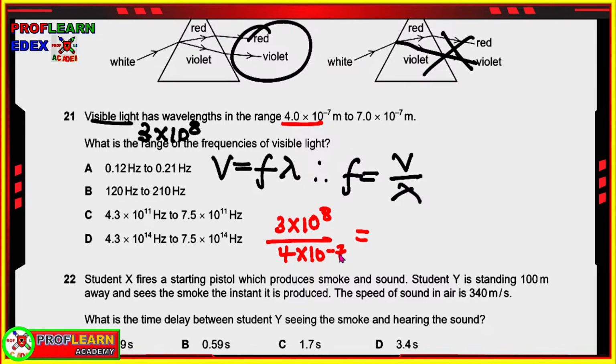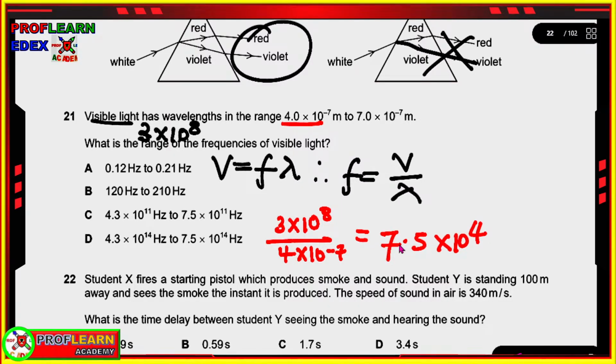Which becomes 7.5 times 10 raised to the power 14. 7.5 times 10 raised to the power 14. Which one has that? D has it. So D has that. The rest are not correct. Correct. You've cooked it right.